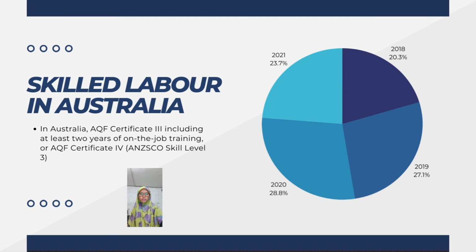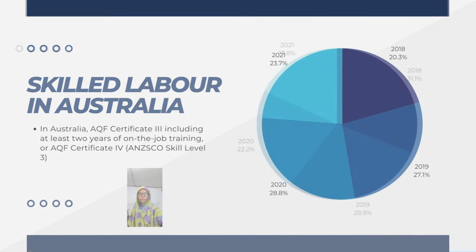For your information, in Australia, we need to have an AQF Certificate 3 including at least 2 years of on-the-job training, or AQF Certificate 4, ANZSCO Skill Level 3. In 2018, skilled labor was 20.3% and increased in 2019 and 2020 to 27.1% and 28.8%, and decreased in 2021, likely due to COVID and forced reduction in intake.